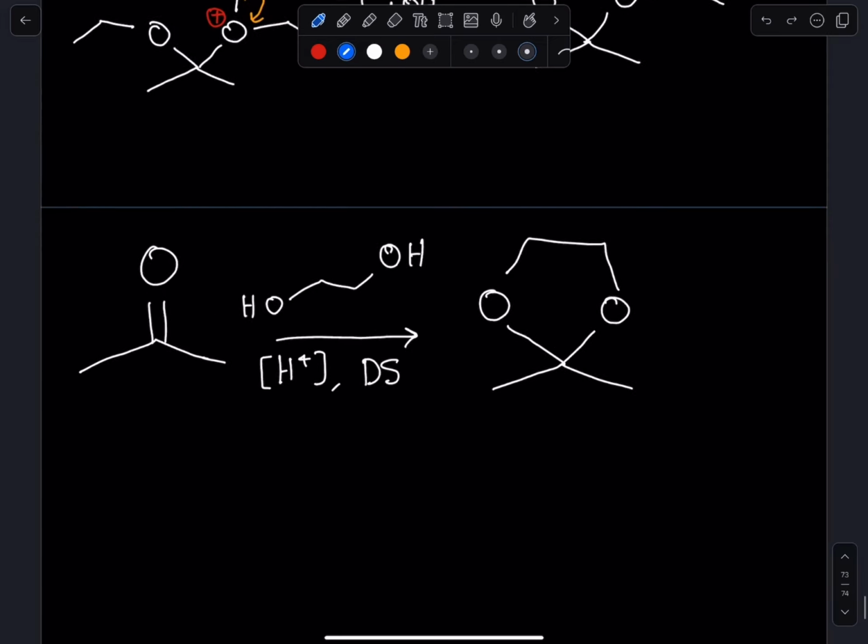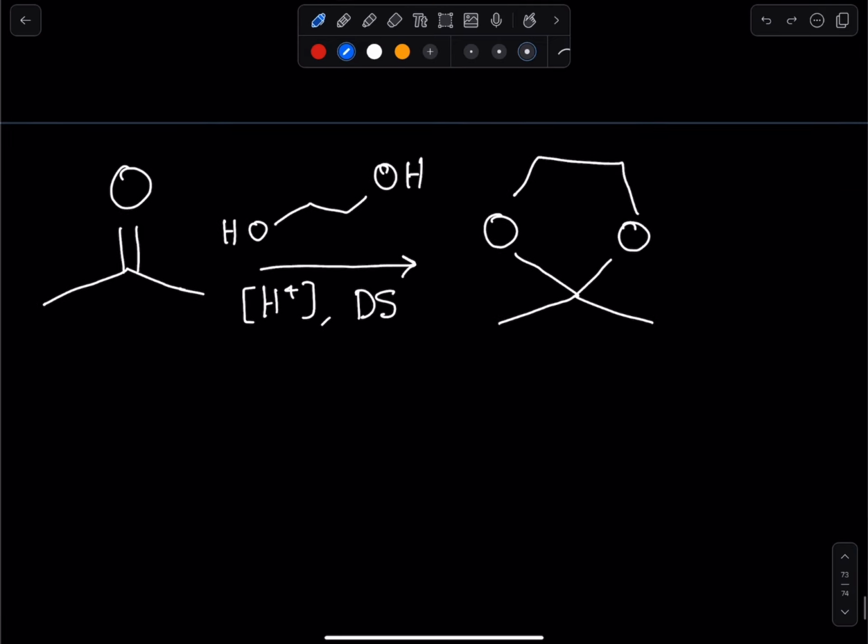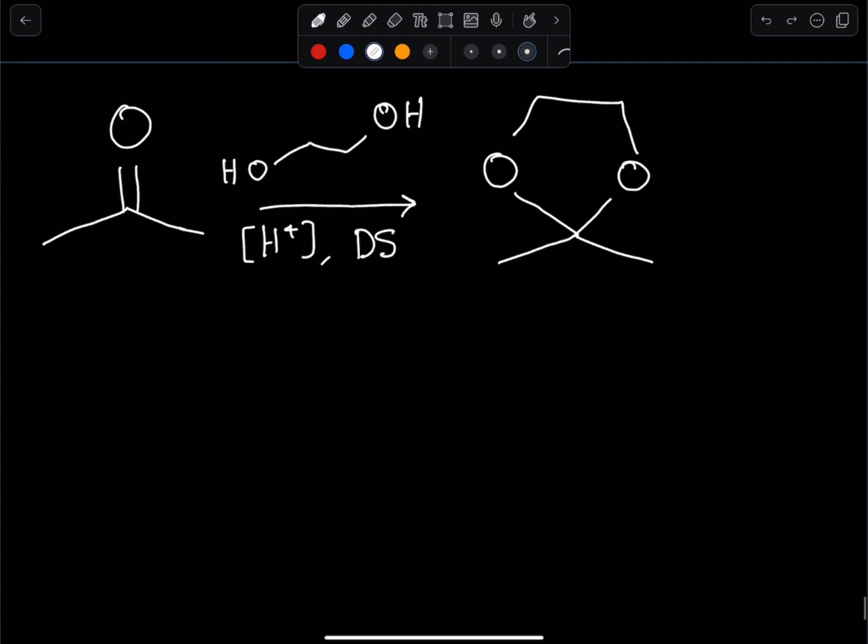And we can form that. Now, this has some utility in some synthesis problems. So let's say that you've probably seen this from Orgo 1. You might remember it. Let's say you have a ketone, but you also have, let's say, a carboxylic acid next to it.